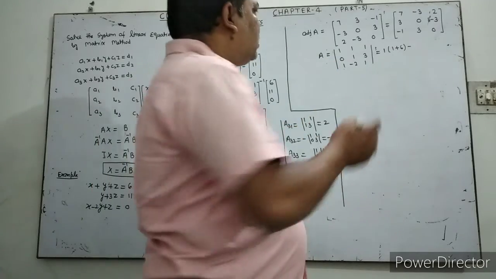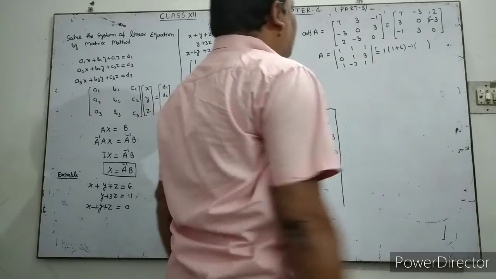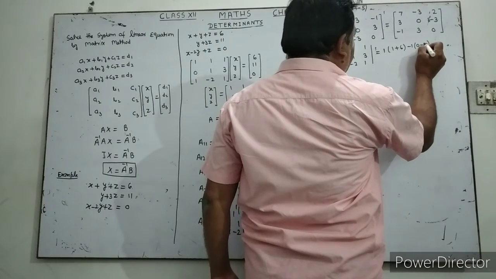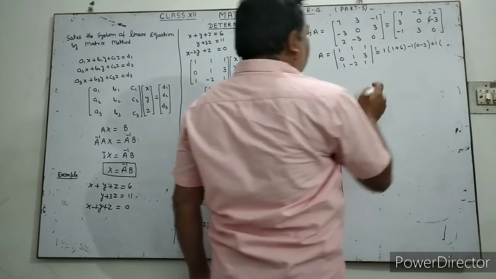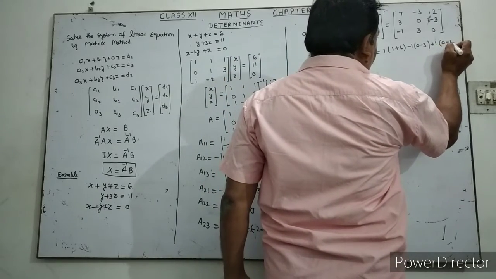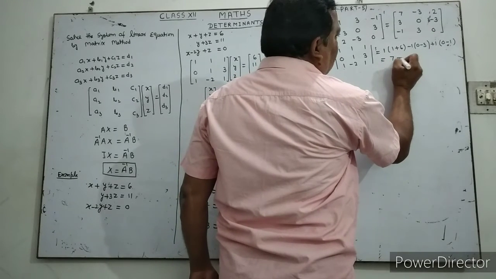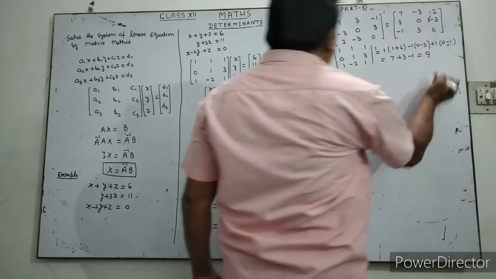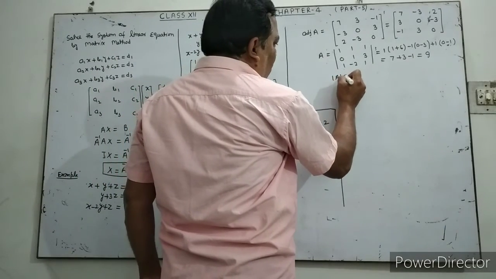This is minus 1. Forget this row and this column. And this is 0, 0, minus 3, and plus 1. This row and this column is 0, 0, minus 1. Then this is 7, and this is plus 3, and this is minus 1. Then this is the value of determinant A. The value of determinant A is equal to 9.